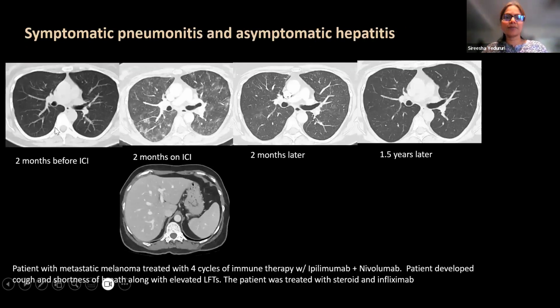Again, another patient, symptomatic pneumonitis. The patient had 4 cycles of immunotherapy and developed cough and shortness of breath, along with elevated liver function tests. This patient was treated with steroids and infliximab. Two months into the ICI therapy, the patient developed ground glass opacities, multifocal opacities, which slowly cleared, and 1.5 years later you don't even see that. But around the same time, when there was elevated liver function test, there were not many abnormalities on the imaging. We didn't see much.